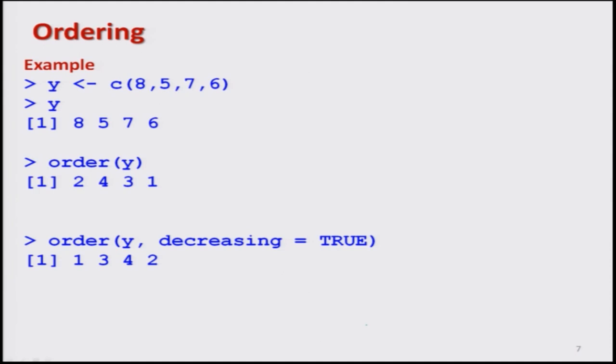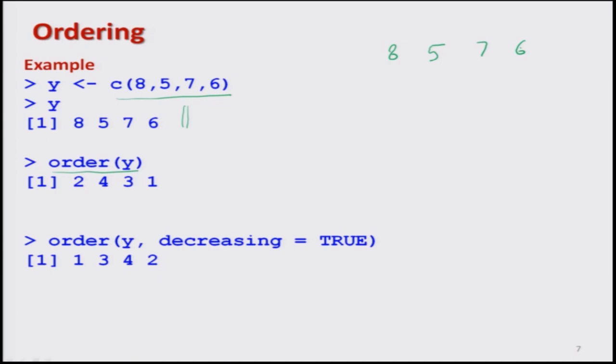Now, I take the same data set, say y, which contains 4 values: 8, 5, 7 and 6, as we can see here. And when I say order of y, what do you think should happen? We have seen that I have 4 values 8, 5, 7 and 6. We have to find out their position. Now, there are two types of position.